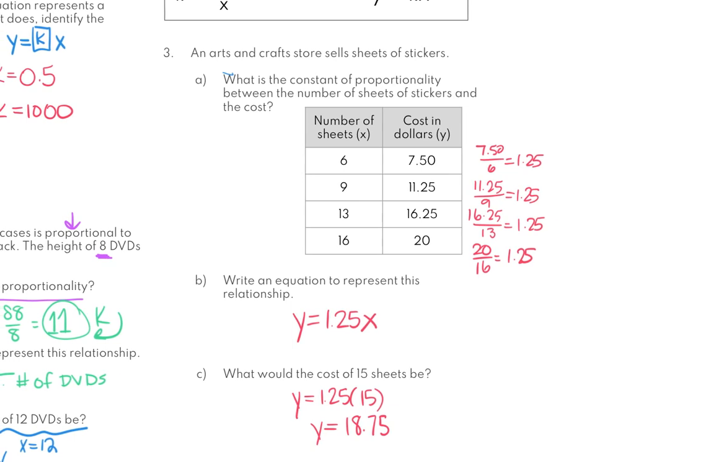Okay, here are the answers. What we first did to find the constant, y divided by x, is 1.25. So my equation is y equals 1.25x. We're going to substitute in 15 for x to figure out how much that's going to cost, and it's going to be $18.75.